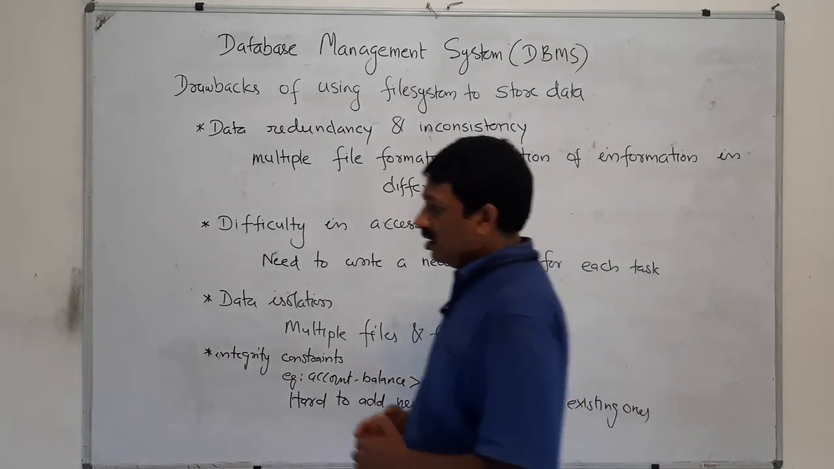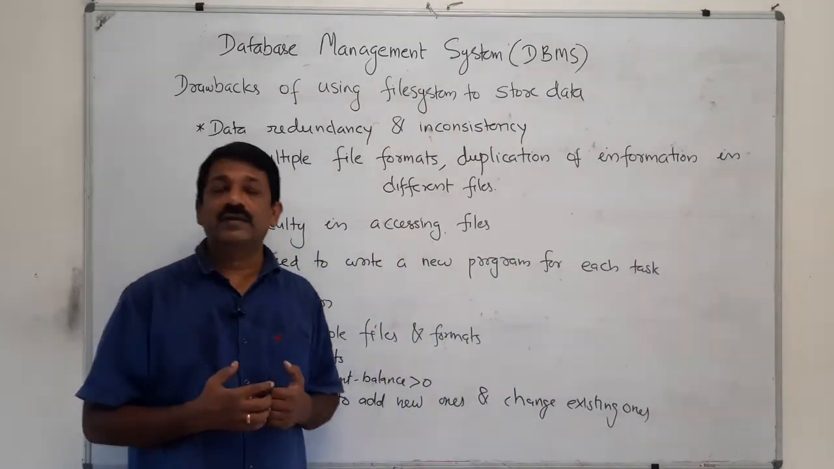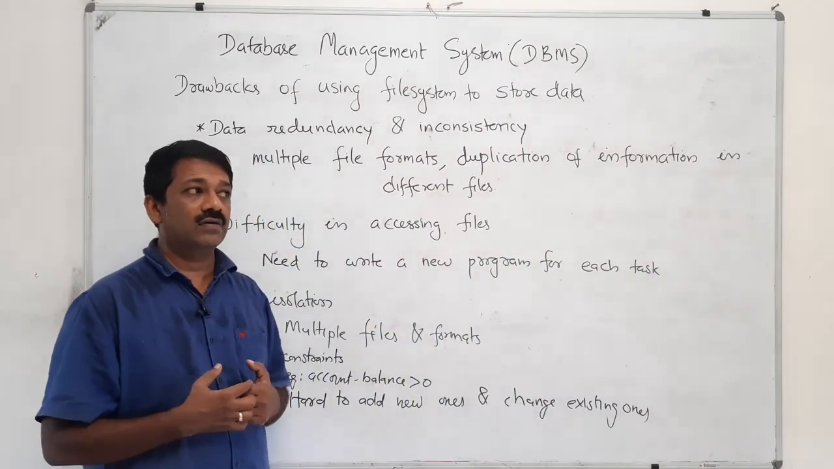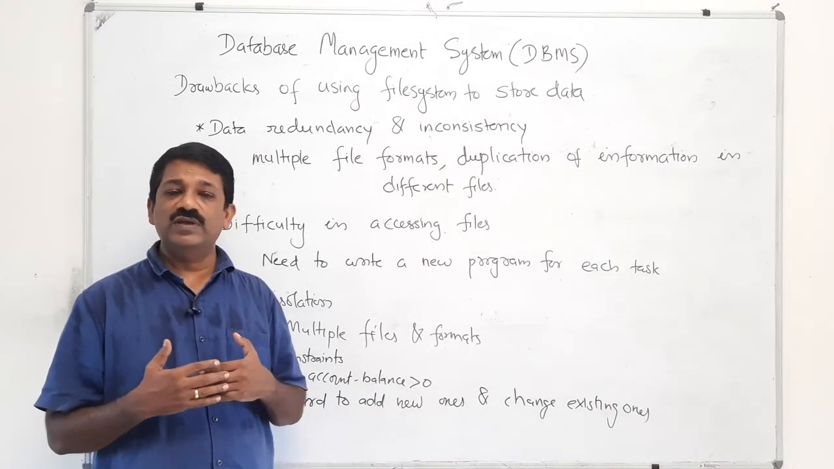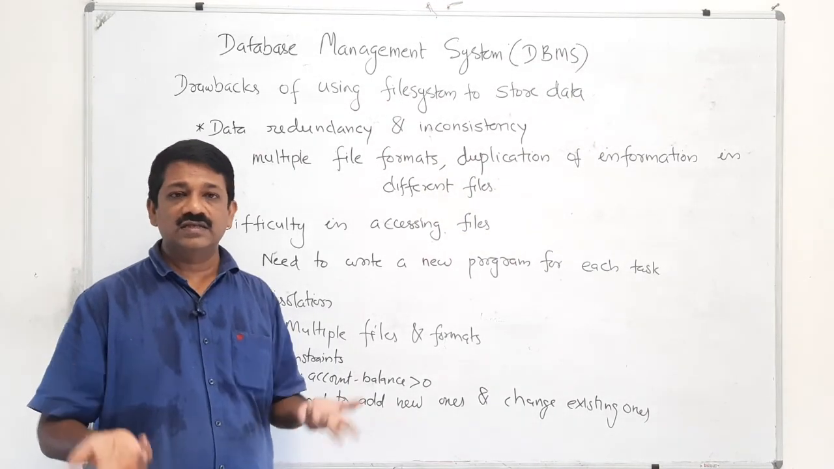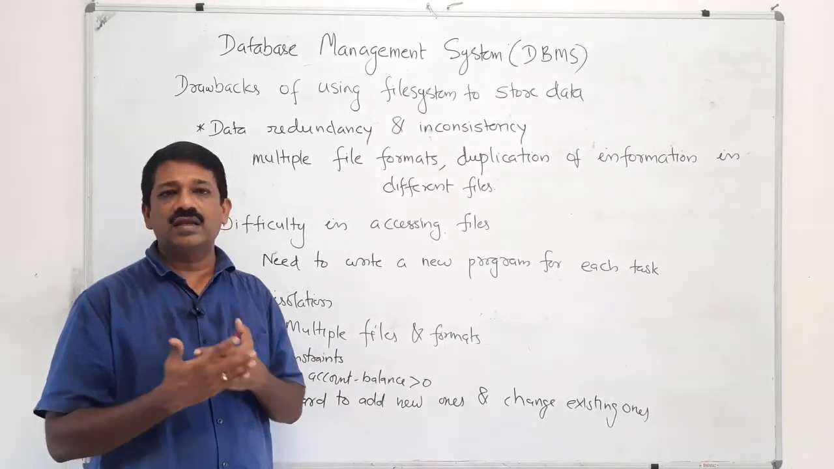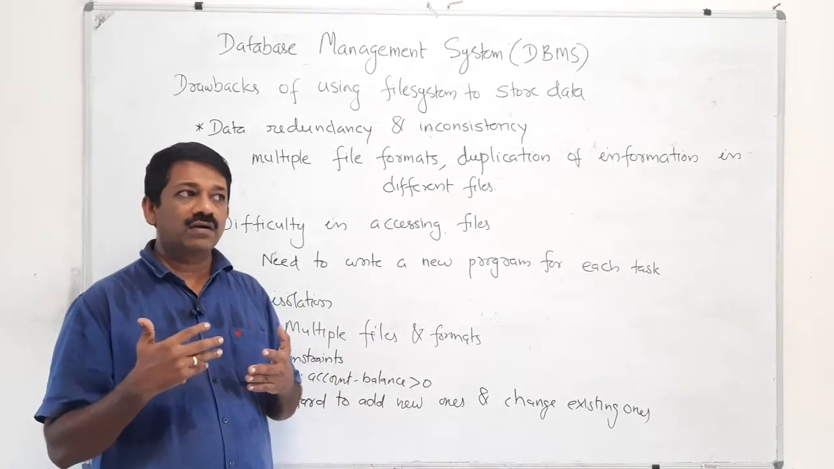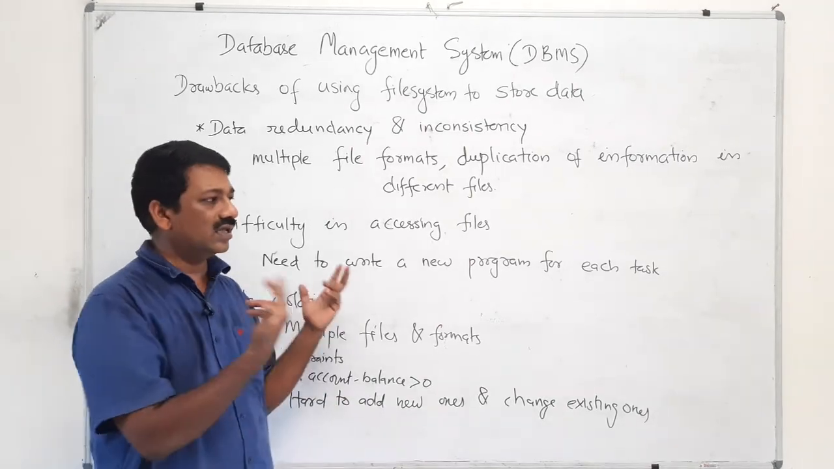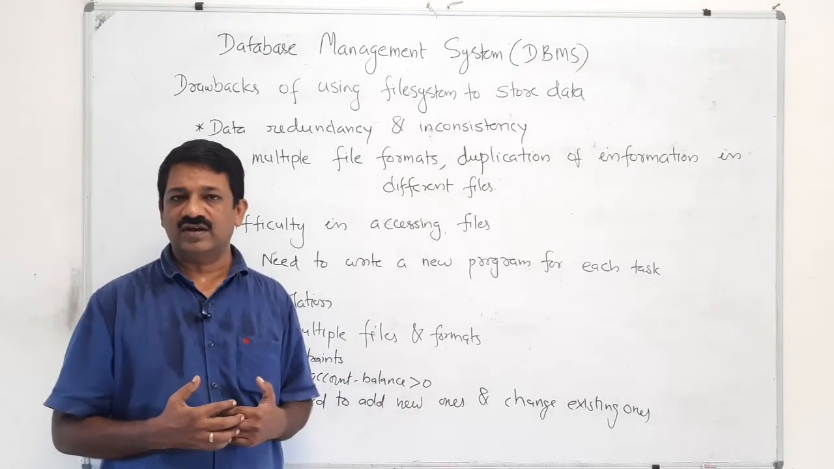And for example, another one is your roll number. Your roll number should be an integer value, a positive integer value. Negative numbers are not allowed. These are all integrity constraints. So, imposing integrity constraints in a file format is difficult.